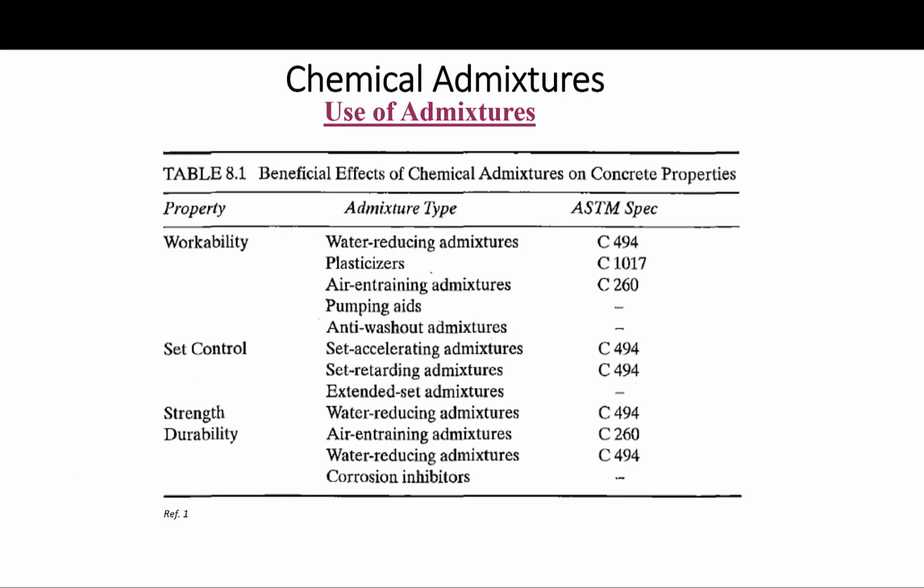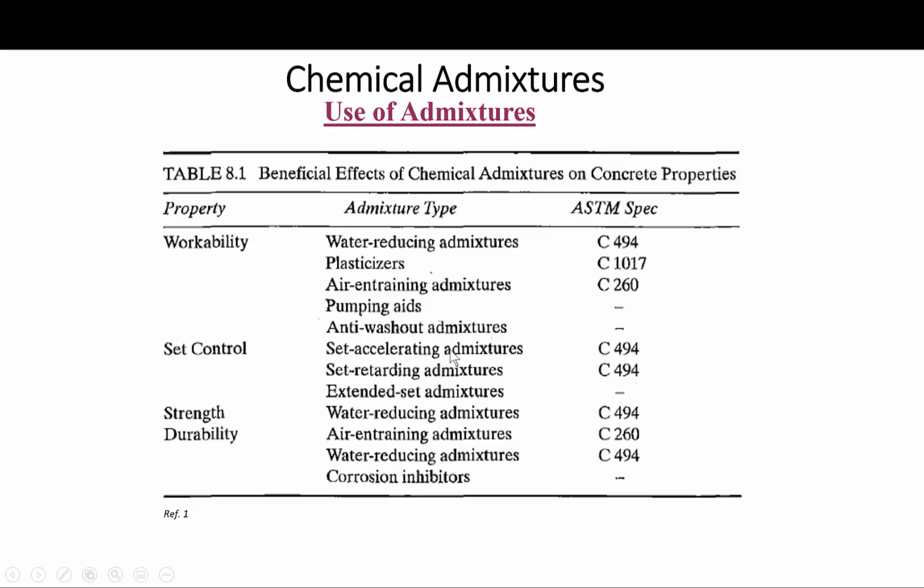So this is the table I just talked about, which is basically the benefits we get from the chemical admixtures, what these admixtures can do for us. Okay, so we can enhance and improve workability to handle and place concrete, which goes a long way in making sure we, for example, get rid of segregation or honeycombing or voids in the placed members. So the admixture types used for this are the water-reducing admixtures, plasticizers, and air entraining admixtures also improve workability.